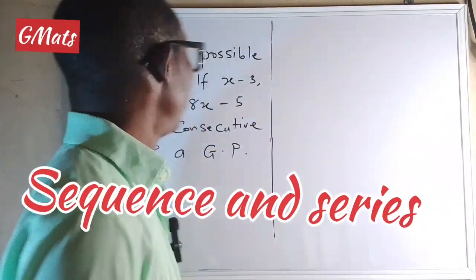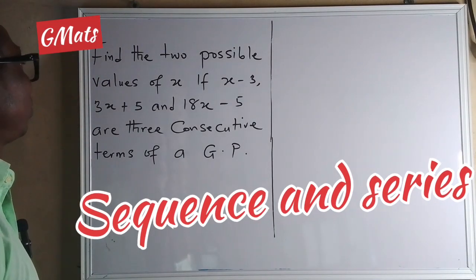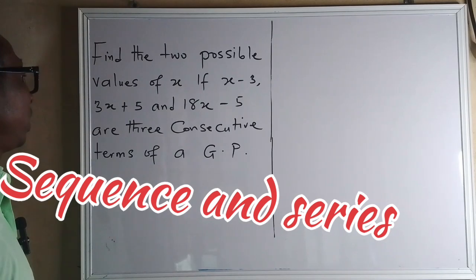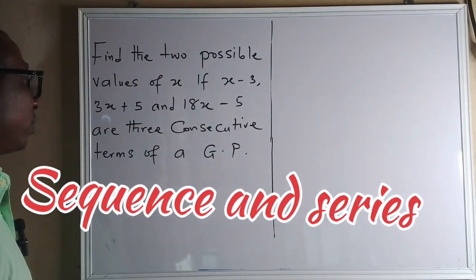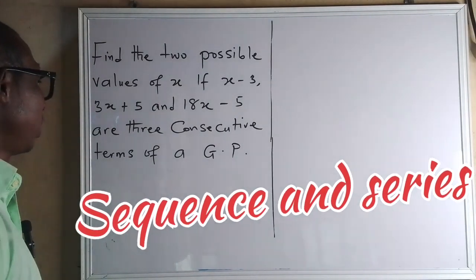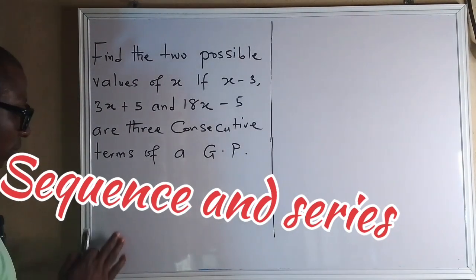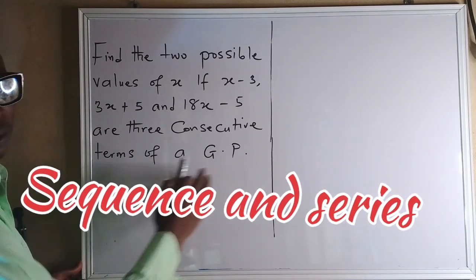Now let's look at this problem. Find the two possible values of x if x minus 3, 3x plus 5 and 18x minus 5 are three consecutive terms of a GP. Now, a GP is a geometric progression.